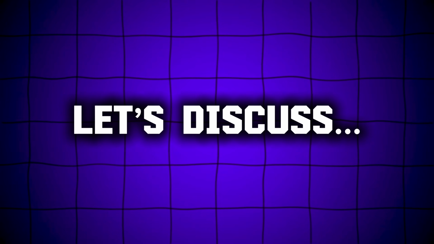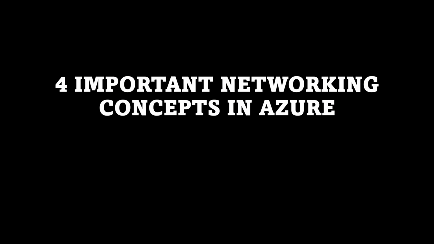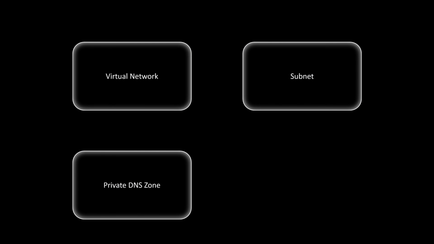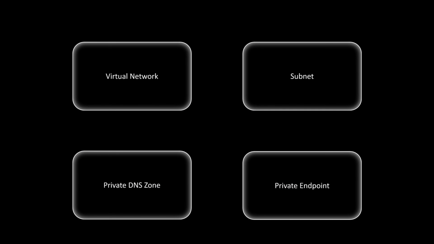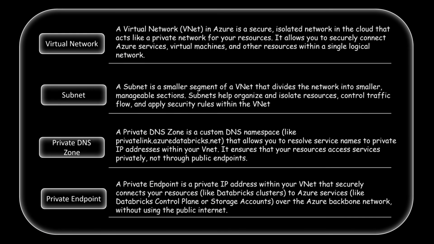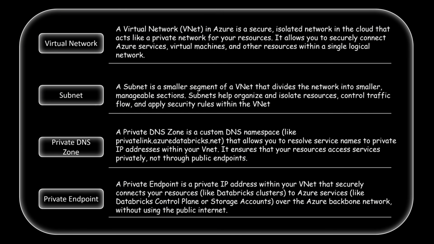Okay, now let's discuss the four important networking concepts in Azure, which are virtual network, subnet, private DNS zone, and finally private endpoint. These four are the foundation of networking in Azure, and together they form the base of how you build a secure and well-structured data platform. And here are the definitions for all four concepts.